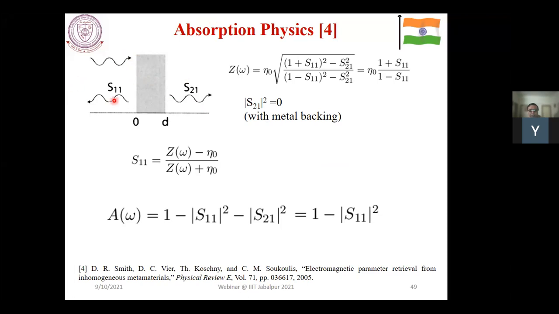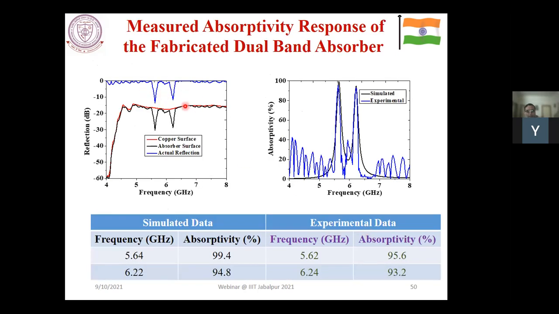and a part of the wave will get transmitted. In microwave or high frequency, with a complete metallic backing, this way, 1 minus mod s 11 square, where s 11 is the reflection coefficient of the material under test, you can compute the absorption or absorptivity of that particular sample. Then you can compare with the simulated response and accordingly comment.